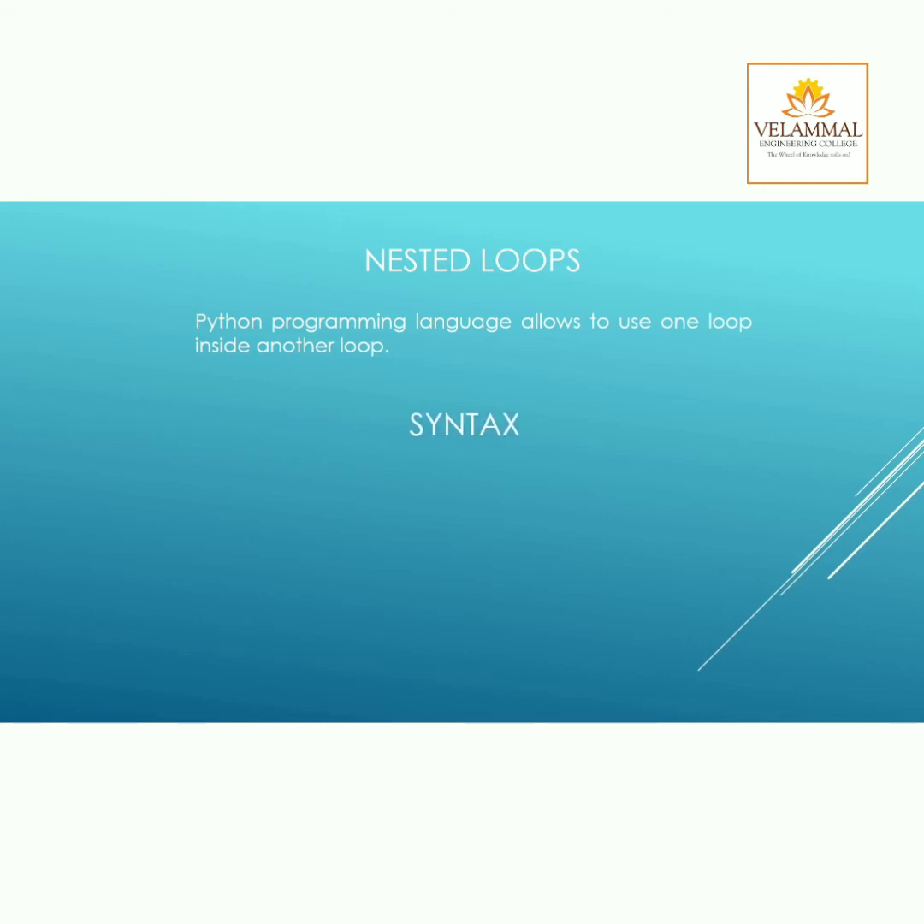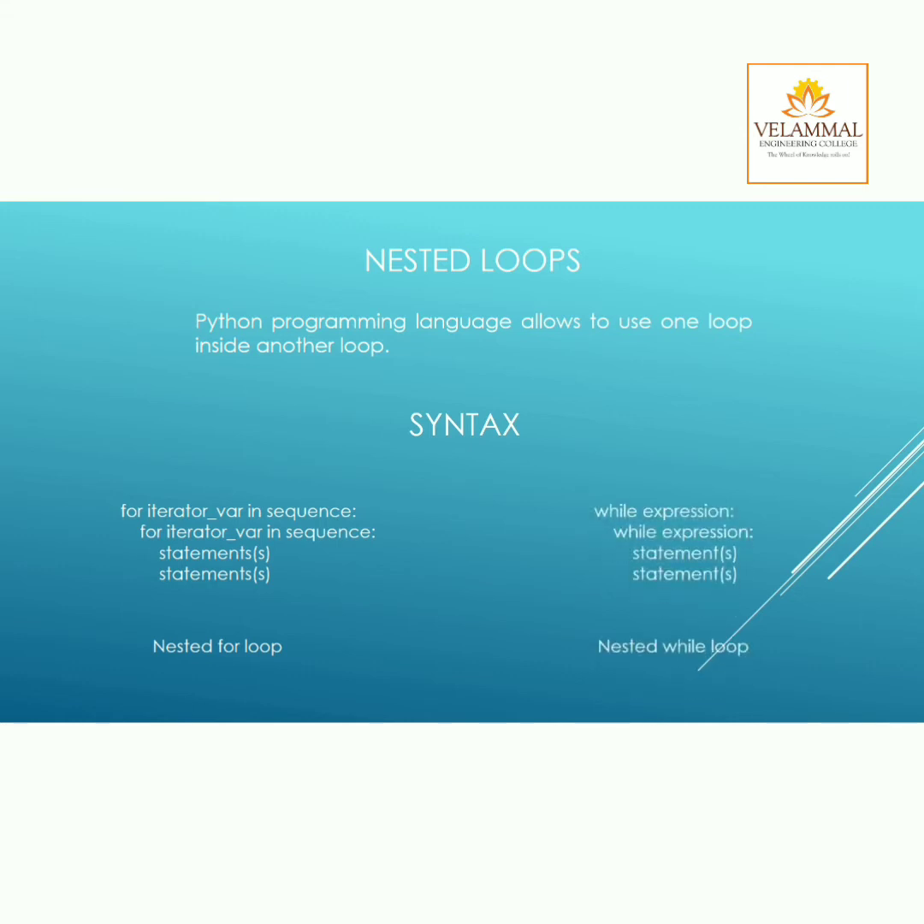The syntax for a nested for loop is: for iterator variable in sequence. This is the same as the syntax for the for loop, but the only difference is that here another for loop is placed within this for loop. The syntax is similar for a while loop, where another while loop is placed within this while loop. Now we can go and work out some programs so that we can better understand nested loops.